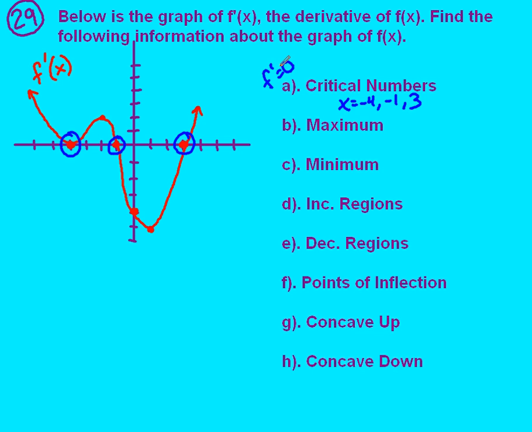Max and min. Maximum meant that you went from an increasing region to a decreasing region. That means that the derivative was positive and then negative.